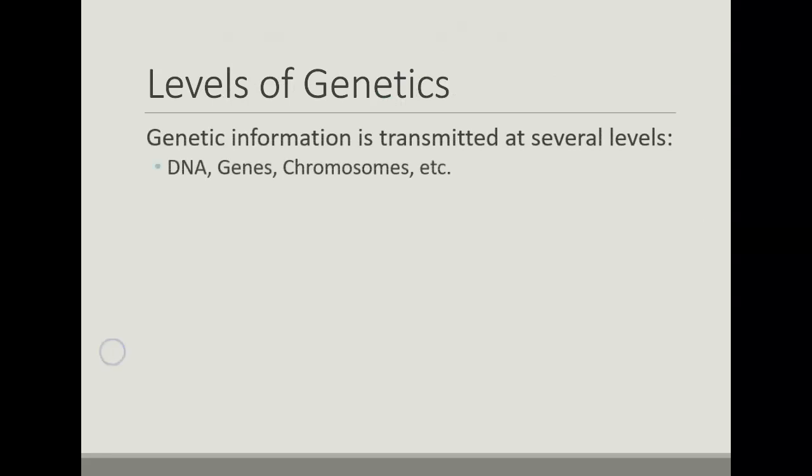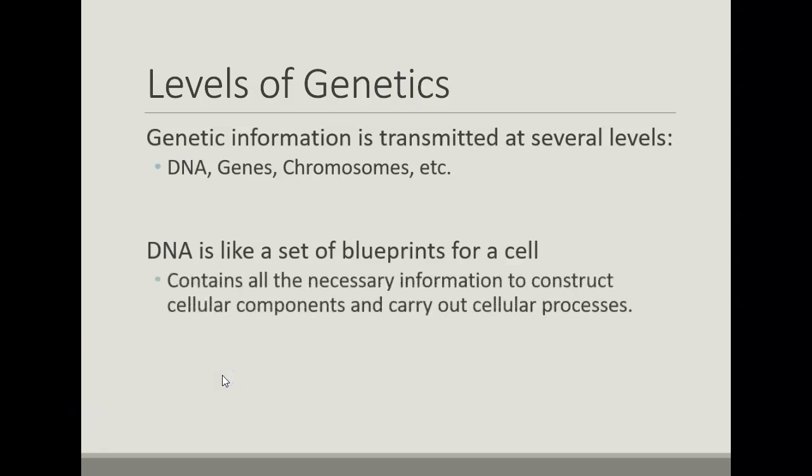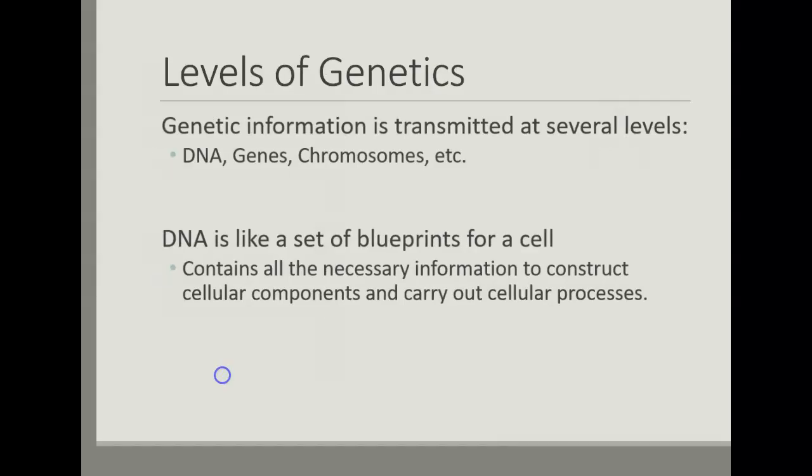So if we're talking about levels of genetics, we can talk about genetic information being transmitted at several different levels. So the base level, right, are things like DNA and genes and chromosomes. Those are different levels of genetic information. So again, DNA is like a set of blueprints for a cell. It contains all of the necessary information on how to build and maintain that living organism, whatever that organism happens to be.